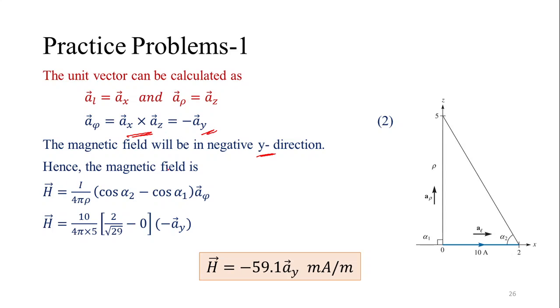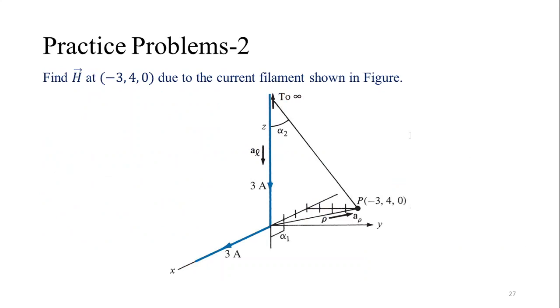Hence, the magnetic field H vector is I by 4 pi rho times cos alpha 2 minus cos alpha 1, A phi. So just substitute cos alpha 2 and cos alpha 1. It is 10 amperes by 4 pi into 5, cos alpha 2 is 2 by square root of 29, cos alpha 1 is 0, into A phi, which is minus AY. Just substitute all the values, and you will get H vector is minus 59.1 AY milliamperes per meter.